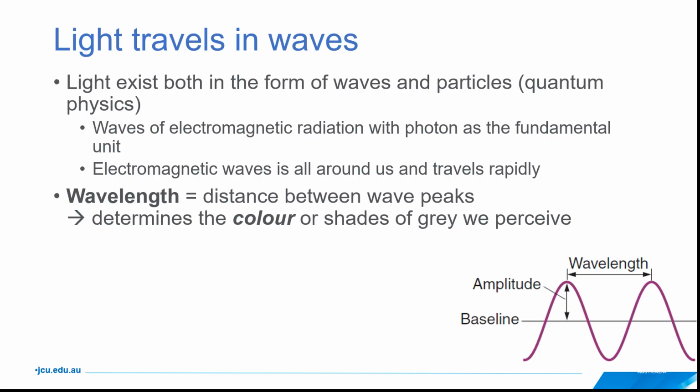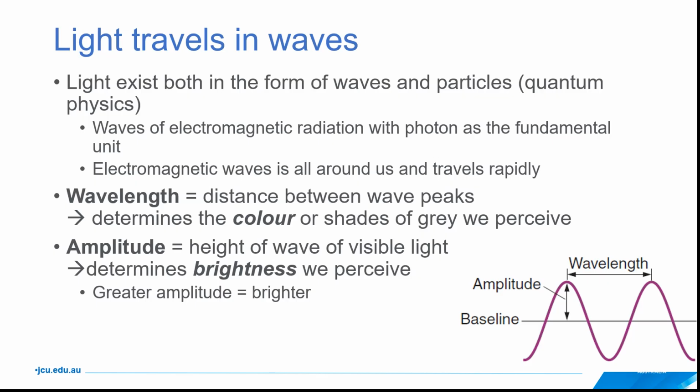So wavelength, take note of it. Wavelength equals the distance between the peaks of 2 waves. It determines the color, and determines the shades of gray that we see. Amplitude is loudness, like what you're hearing me right now through the speaker on top of the ceiling. That determines the loudness of sound, and it determines the brightness of light. The higher the amplitude, the brighter the light.